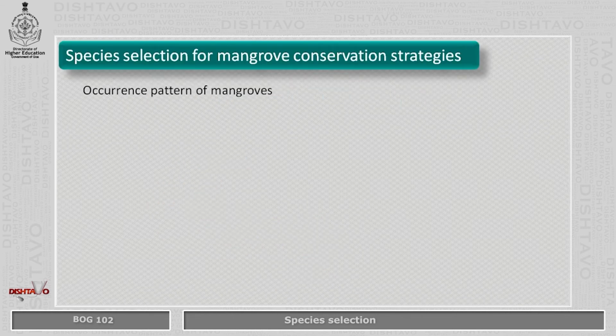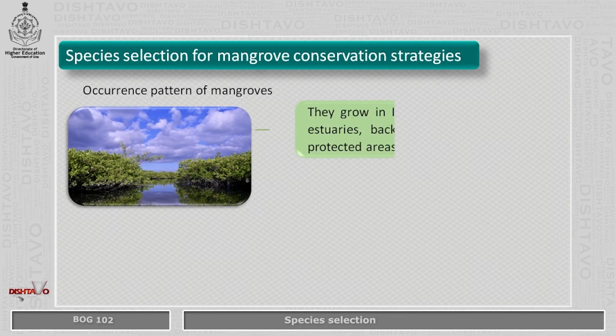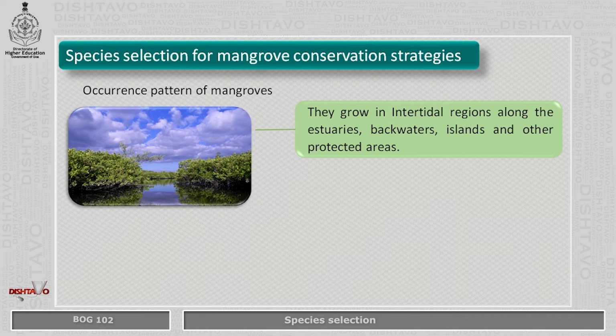Species selection for mangrove conservation strategies. Occurrence patterns of mangroves. Before we think about conserving mangroves, we should understand the requirement that goes into having mangroves in a particular region, or how the mangroves occur in its own habitat. We see that mangroves grow in intertidal regions along the estuaries, backwaters, islands, and other protected areas. Intertidal regions are those regions which are subjected to low tide as well as high tide in one day.